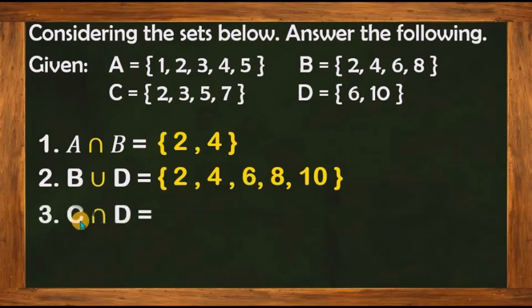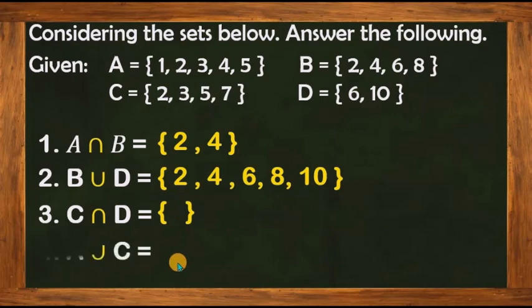Next, how about number 3? C intersection D. So intersection again, we are going to look for the common elements. Can you see a common element for set D and set C? That's great. They don't have a common element, so the answer should be an empty set.